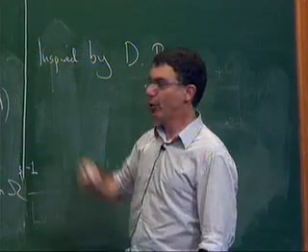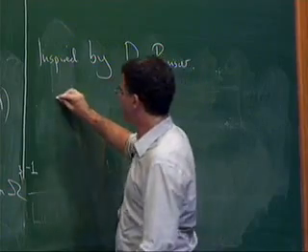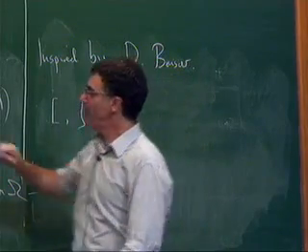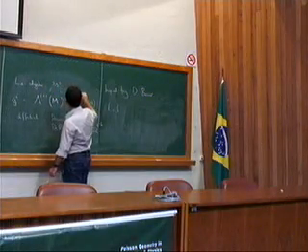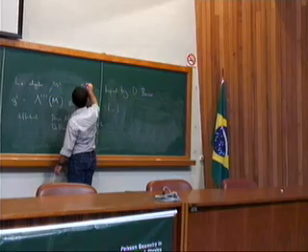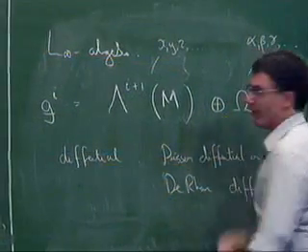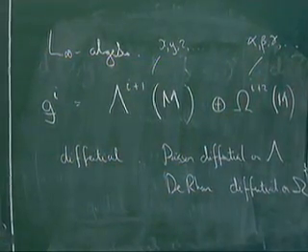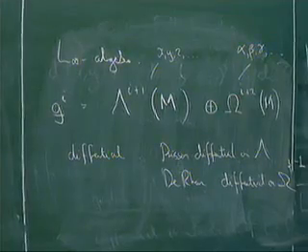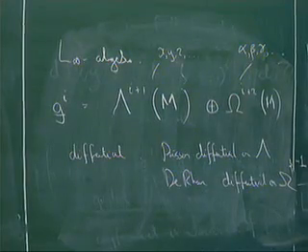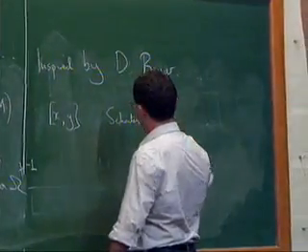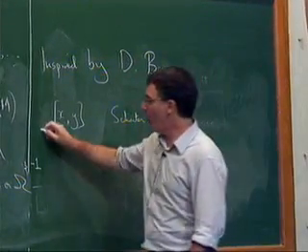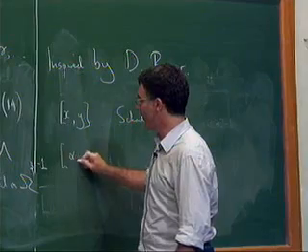Okay. So the brackets. Let me denote elements here by x, y, z, and so on, and elements here by alpha, beta, gamma, and so on. All right? So the bracket of x and y, that's just the Schouten bracket. And there's only one other kind of bracket that occurs.